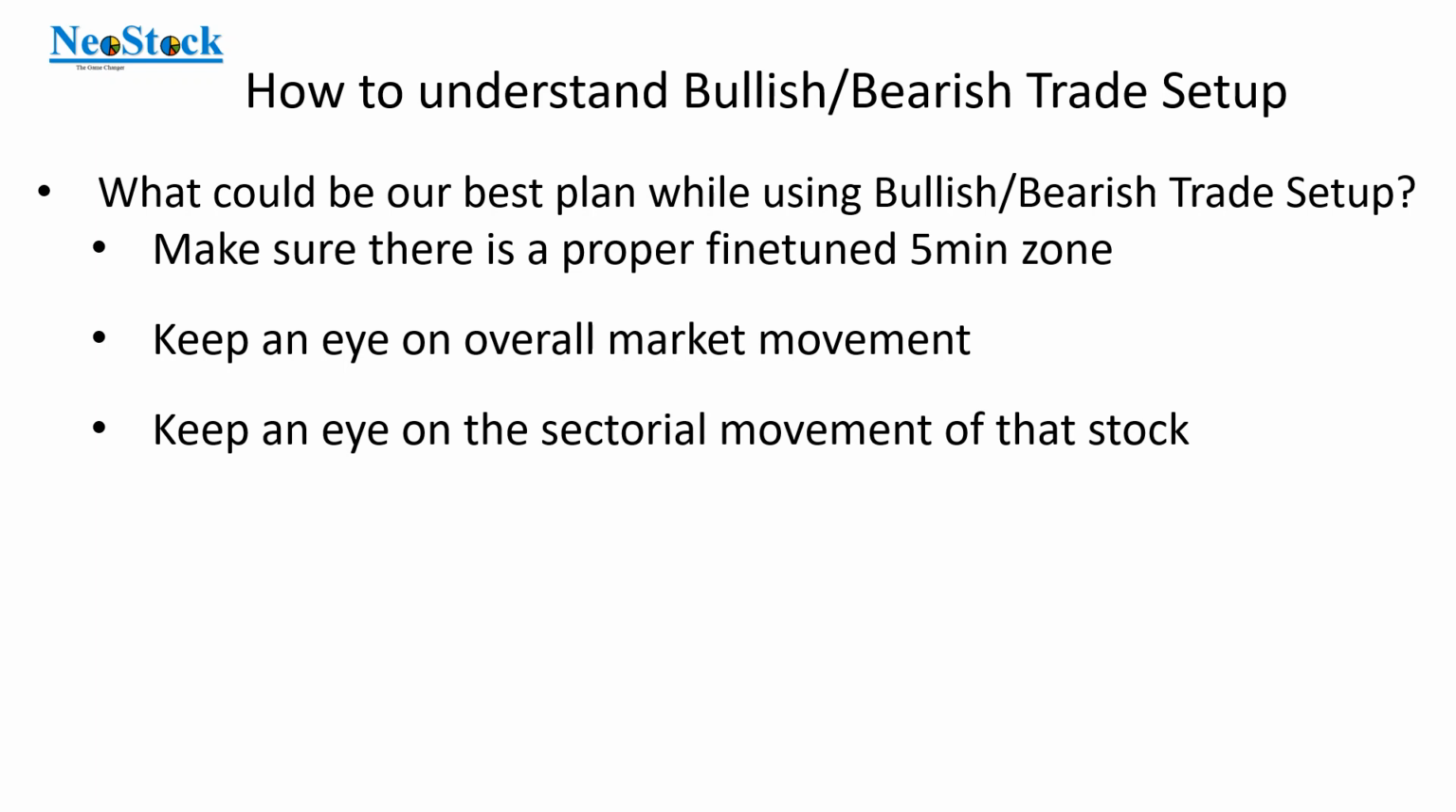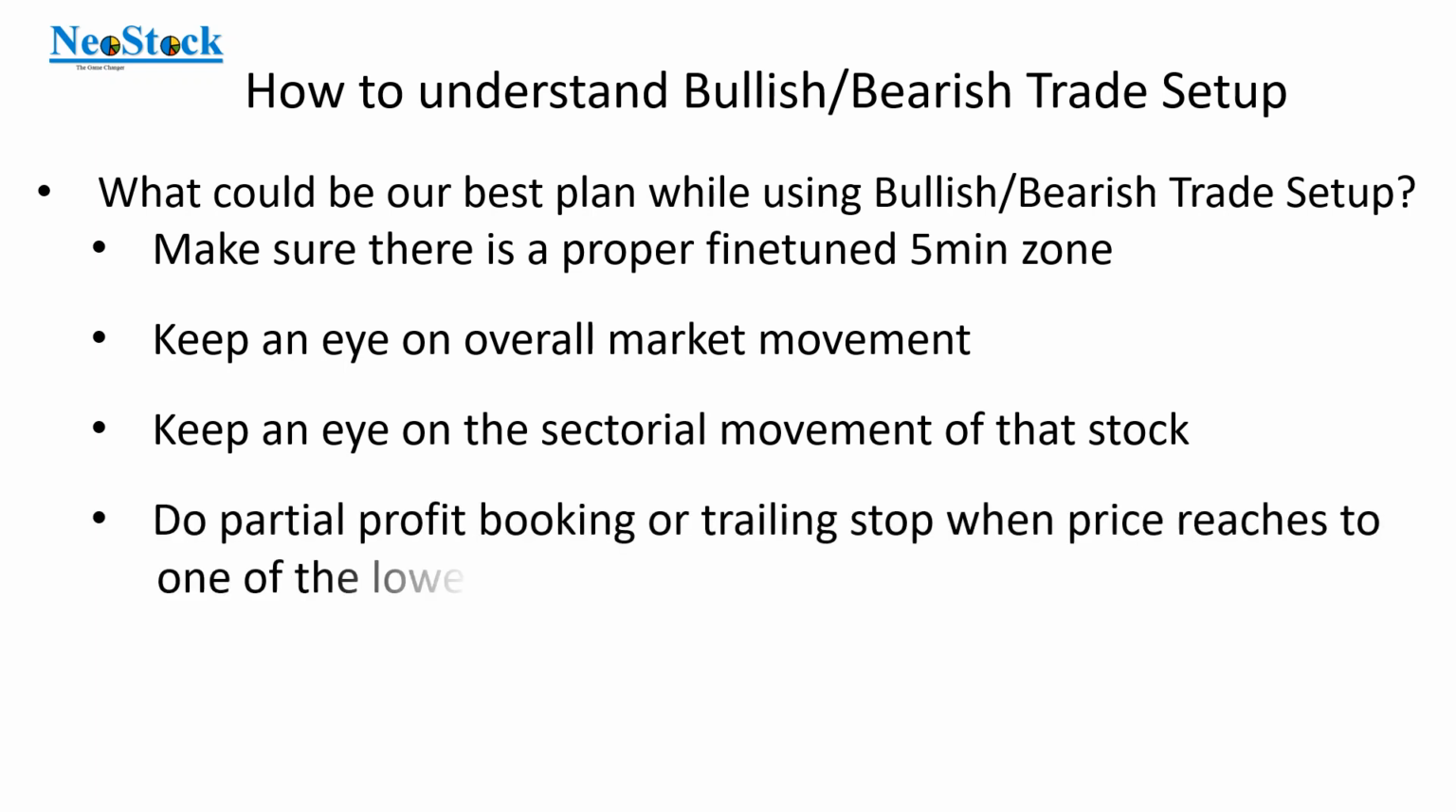The next point is an important point. Do partial profit booking or trailing stop when prices reach one of the lower time frame zones of your opposing zone. Suppose you have taken a long trade in the 15 minutes time frame. So your supply zone target should be the 15 minutes supply zone. Now prices reach a 5 minutes supply zone. Because before reaching the 15 minutes supply zone, there could be some 5 minute zones. They have to be violated and then only will prices reach your 15 minute zone.